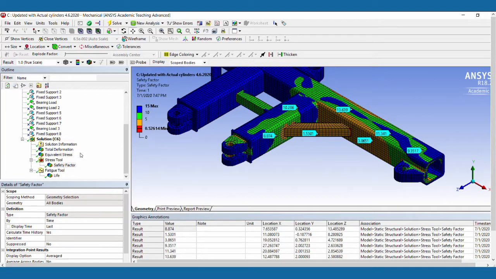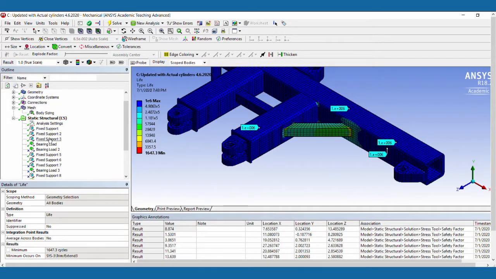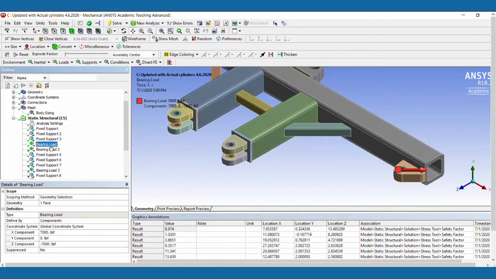Now, taking a look at the fatigue tool, it can be seen that infinite life is not experienced at this position. This is due to the fact that this bearing load is an approximate 10,000 pound load, which is a very conservative force. It's only going to be seen at minimal periods of time, where a more consistent load would be somewhere around 5,000 pounds.